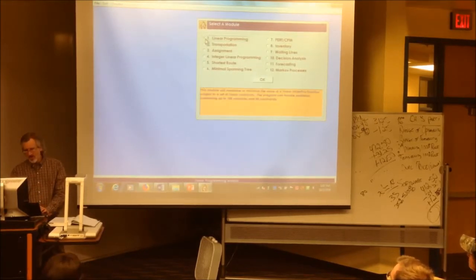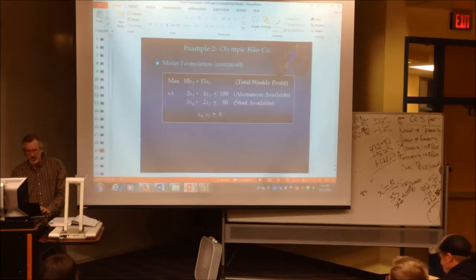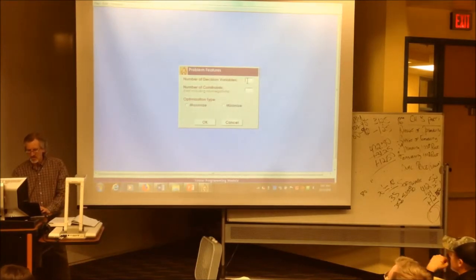Select number 1 when you're programming. Make sure I have the objective function and constraints in front of you, because I need these numbers. 10, 15, right? Here we go. File, new. How many decision variables are there? 2. How many constraints? 2.